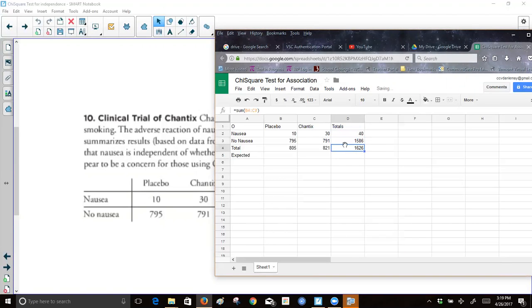And so this is the table total. This is the sum of all these numbers here in the table. Okay, so that's the table total. Now, in order to calculate the expected values, let me come back and do some more writing.